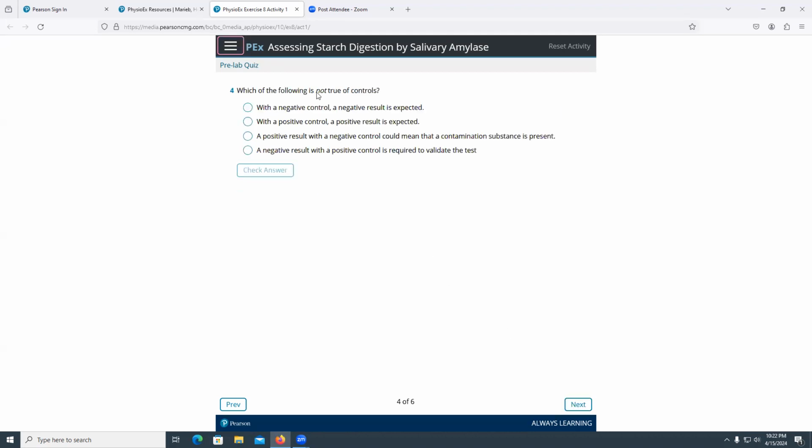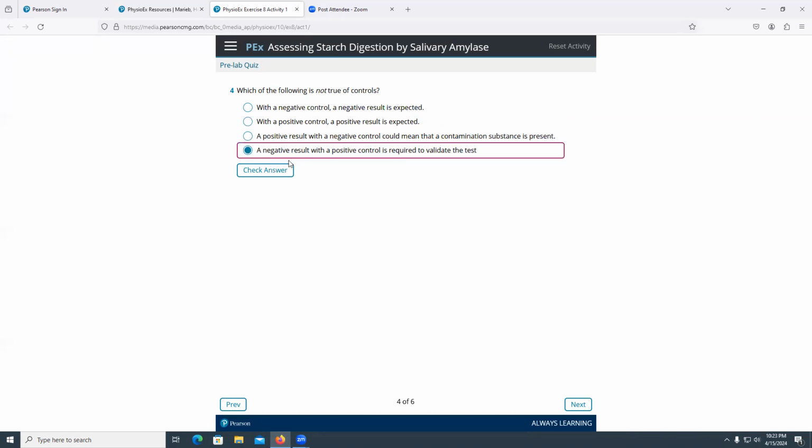Which of the following is not true of the controls? With a negative control, a negative result is expected. That is true. With a positive control, a positive result is expected. That is true. A positive result with a negative control could mean that a contamination substance is present. That is true. So that means I have a negative control that is not supposed to give me products. I'm supposed to get zero products, and I do have products. That means there is a contamination or a reagent that's contaminated.